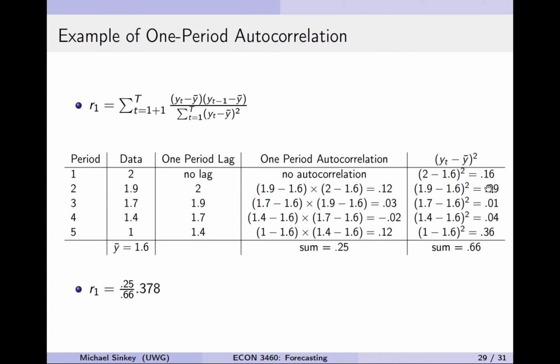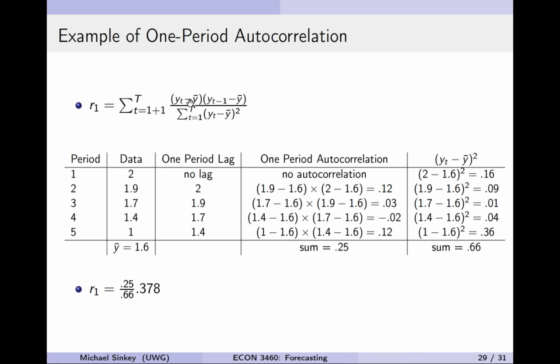Okay, so I go to the next period. The data is 1.7, that's the Yt. We're in period 3, so I'm taking the data from period 3 minus the mean of 1.6, that's 0.1, times the data from period 2 minus the mean, which was 1.9 minus 1.6, that's 0.3. So I have 0.1 times 0.3, that's 0.03. Now you can see that we have a negative here. I have 1.4, which is smaller than the mean, minus 1.6, that's minus 0.2. So I have a negative times a positive, which is negative. And I add all that up and I get 0.25.